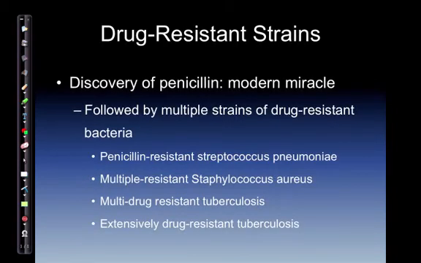Drug-resistant strains. The discovery of penicillin was a modern miracle, however, followed by multiple strains of drug-resistant bacteria. Examples are penicillin-resistant Streptococcus pneumoniae, multiple-resistant Staphylococcus aureus, multiple drug-resistant tuberculosis, and extensively drug-resistant tuberculosis. So all of these over the time period have become resistant to our current antibiotics that would kill the organisms.